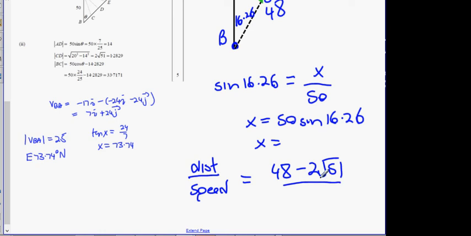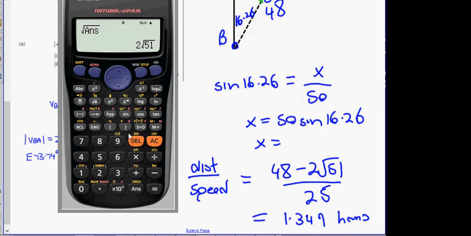And what speed can we do? It's our magnitude, 25. What do you get for that? 1.349, or 3486 or 87, so 1.349 hours, yeah? Now, funny thing about that is there's a button in your calculator that does it very nicely.